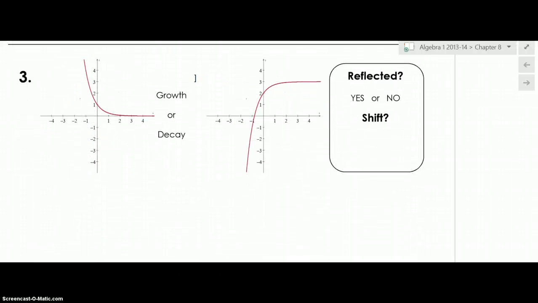Example number 3. This one is a decay function because it's going down from left to right. We are also going to look at the point positive 1, and where does that go to? Okay, but if you look at graph B, is it reflected? Yes, this graph has actually flipped.